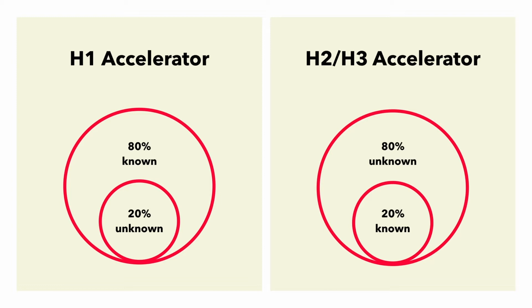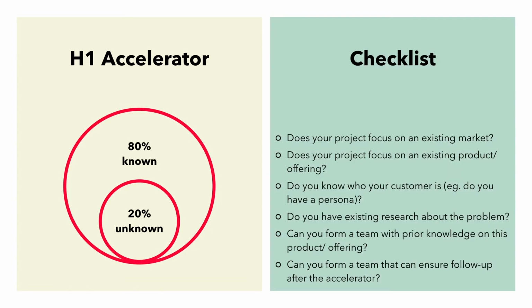In a Horizon 1 accelerator, typically we consider 80% as known. So there is an existing market, there is an existing product. So we already know who the customer is. We have existing research about the problem. You have a team that has prior knowledge about this. So these are sort of the checklist that you have to go through if you say we're actually going to work on a Horizon 1 accelerator.